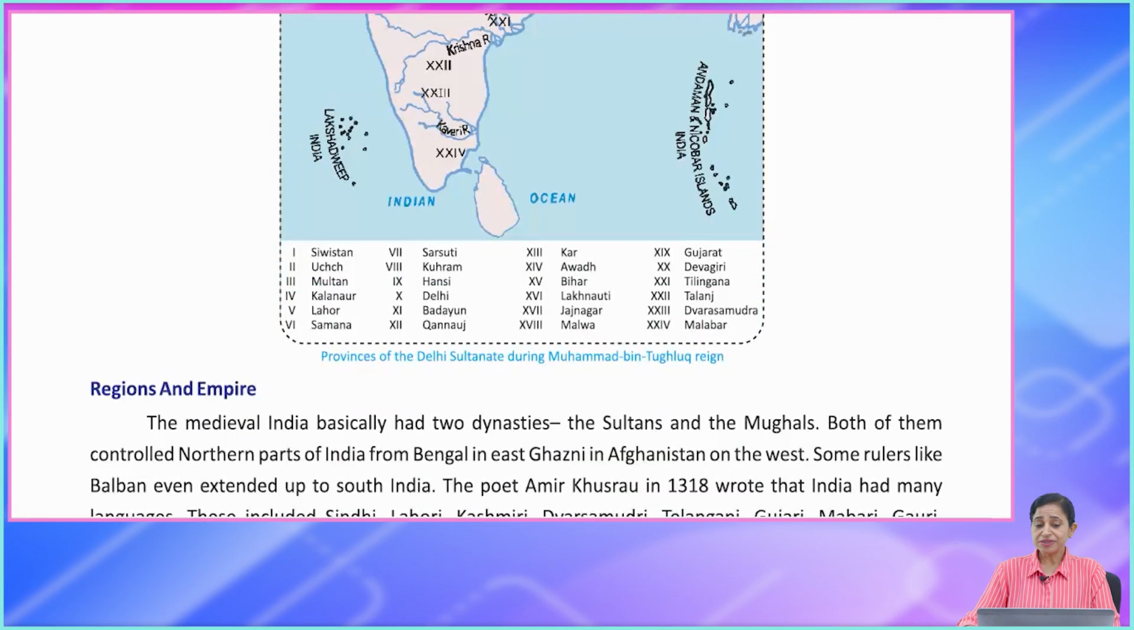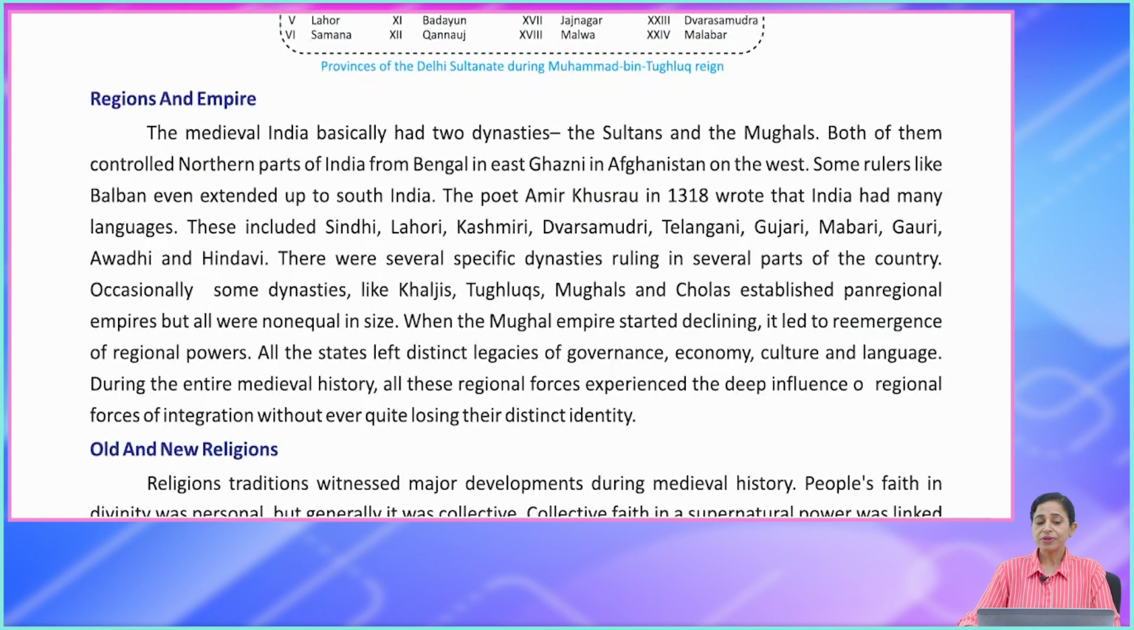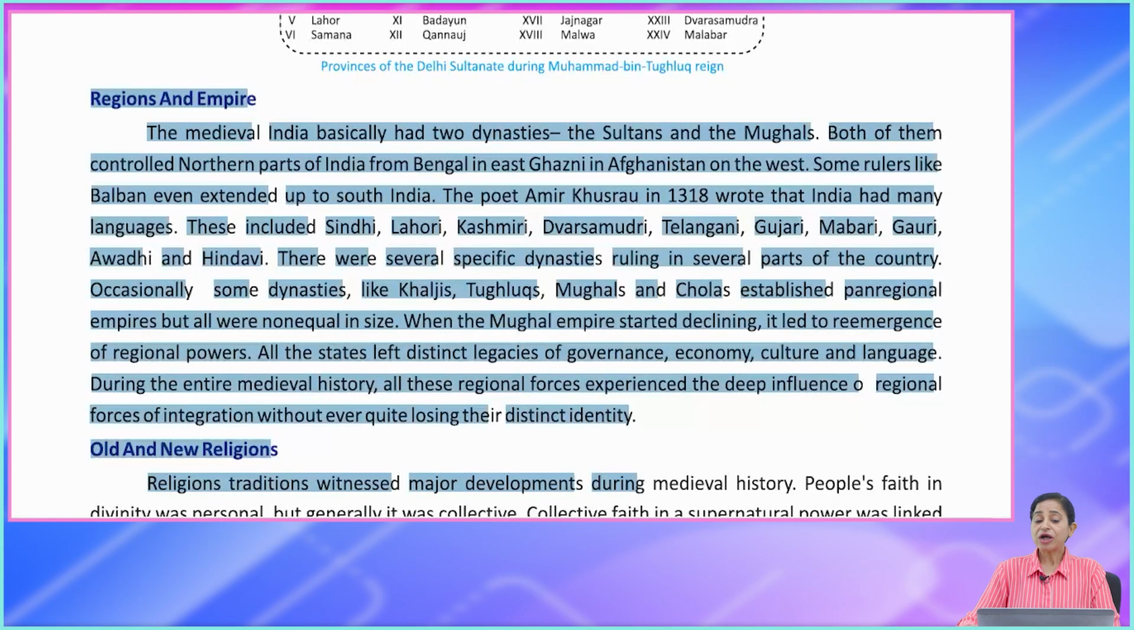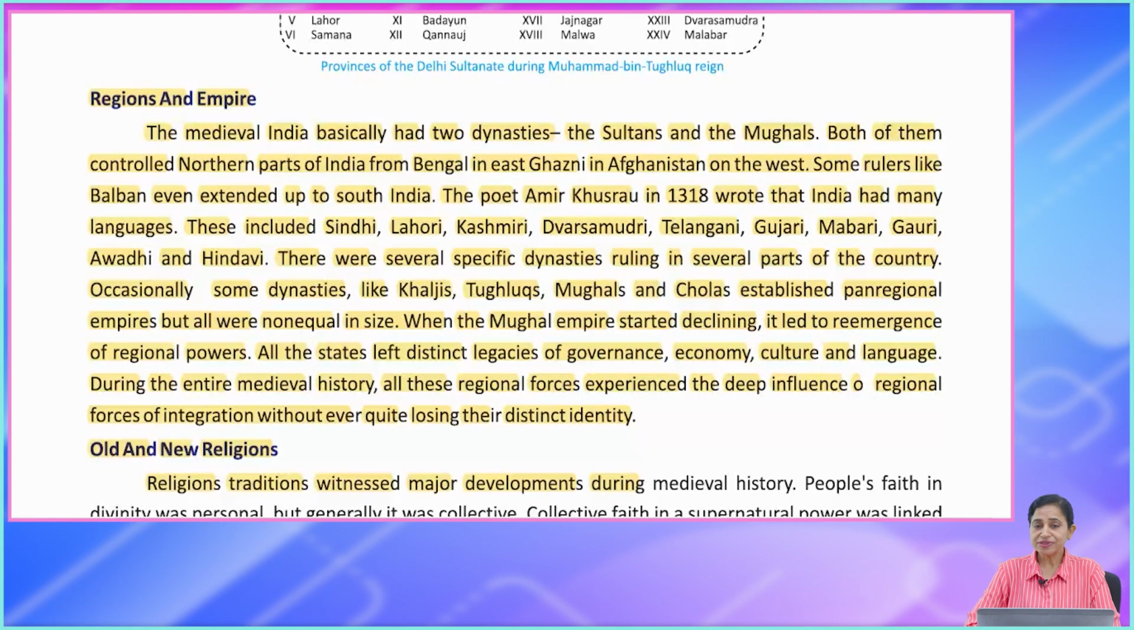Now you can see this map, right? Now I am going to tell you about regions and empire. The medieval India basically had two dynasties, the Sultans and the Mughals. Both of them controlled northern parts of India from Bengal in the east to Ghazni in Afghanistan on the west. Some rulers like Balban even extended up to South India.